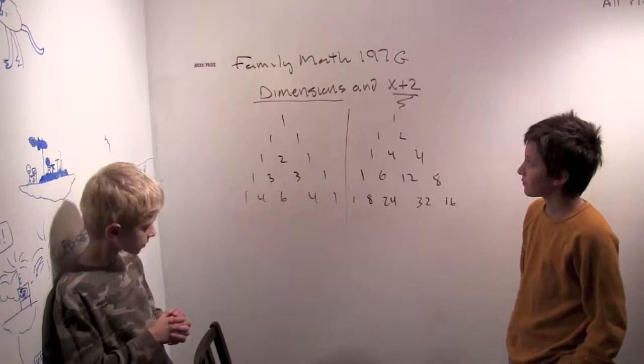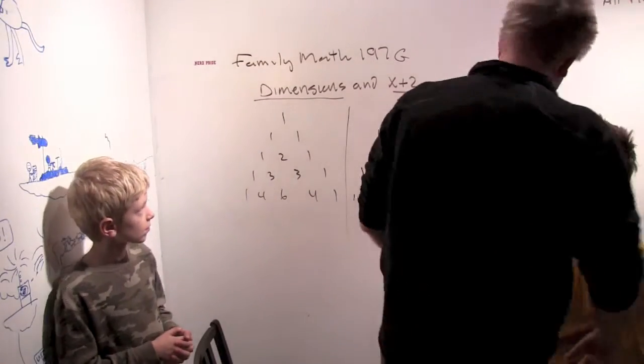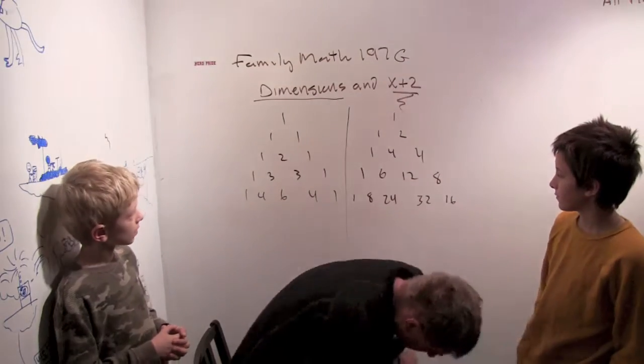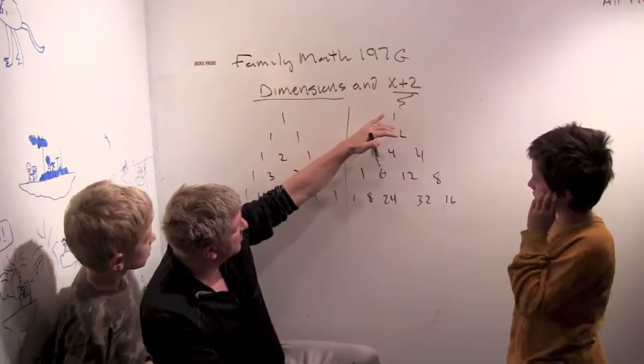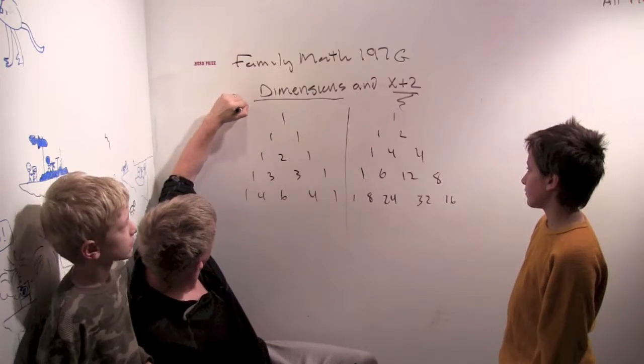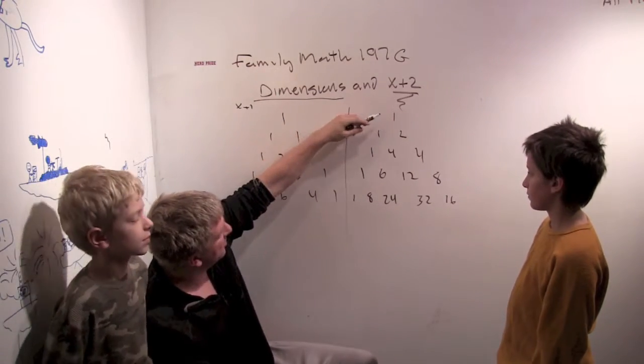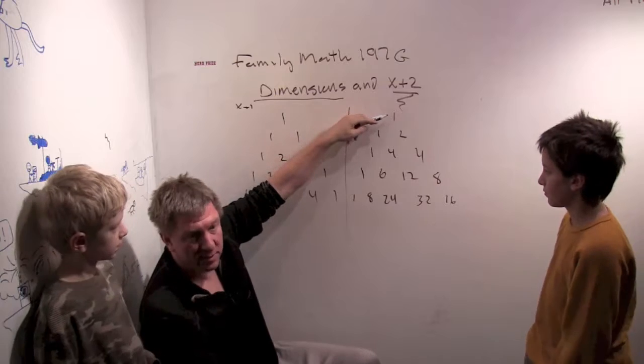Okay. So let's wrap up. You mentioned that you knew that x plus 1 was related to Pascal's triangle. Yeah. And here are the numbers we got for x plus 2. So this was x plus 1. That's x plus 2. We didn't do to the 0, but anything to the 0 is the first power.